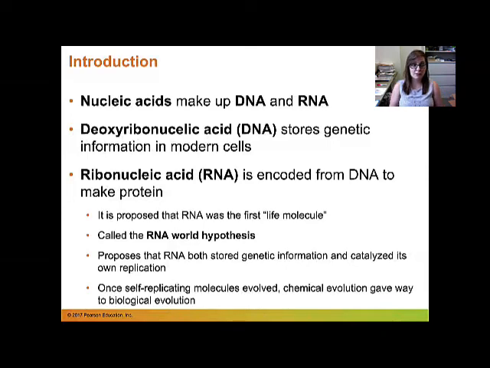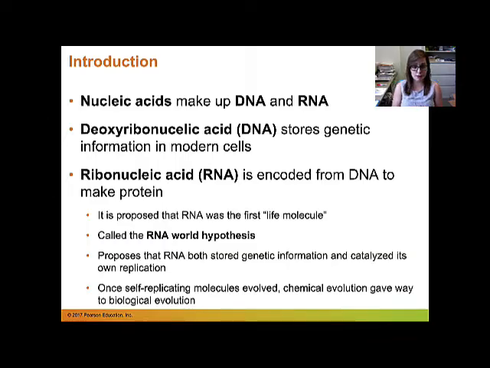So in this video, we're going to be talking about nucleic acids. Nucleic acids are what make up DNA and RNA. Deoxyribonucleic acid, so that's a type of nucleic acid, stores genetic information in modern cells. So that's DNA. And RNA is encoded from DNA to make protein. So the central dogma is that DNA makes RNA makes protein.